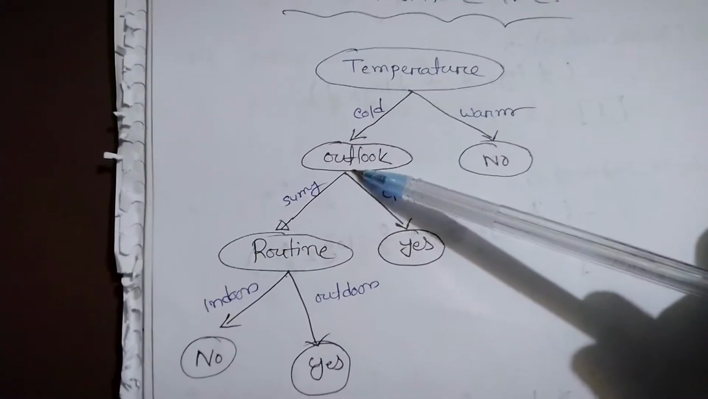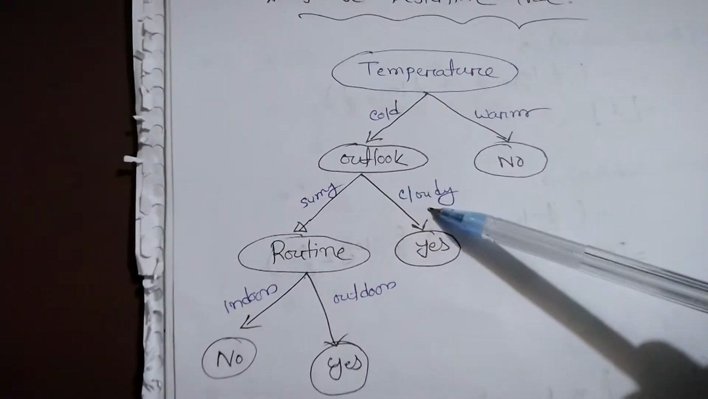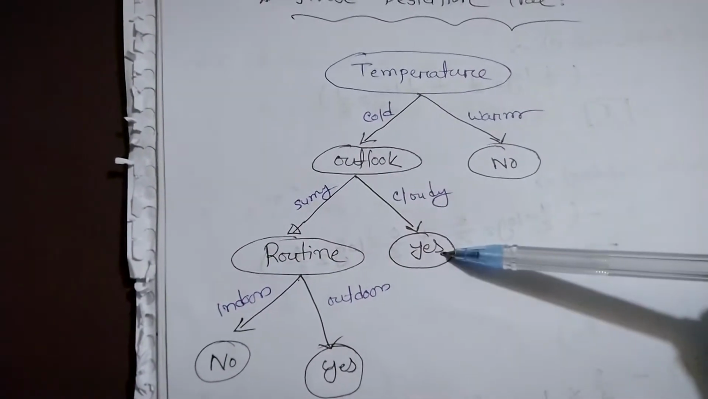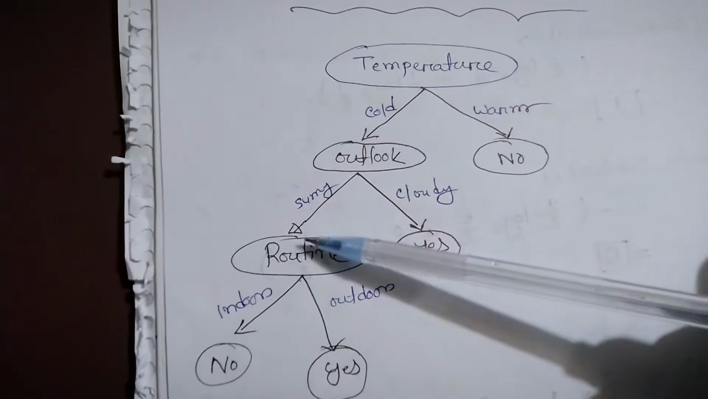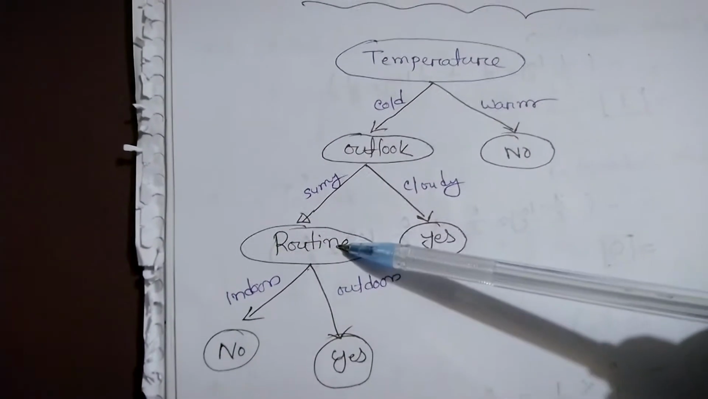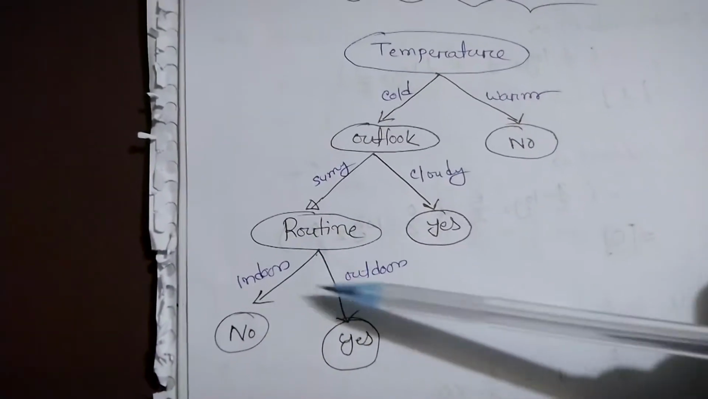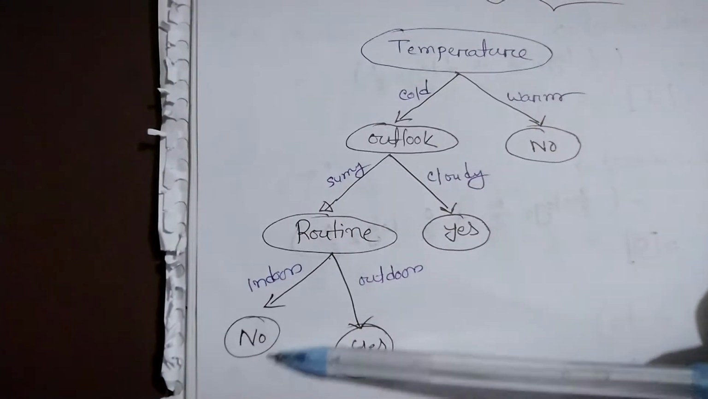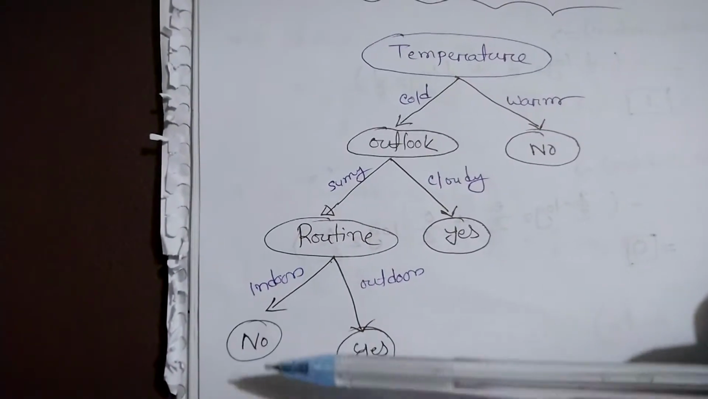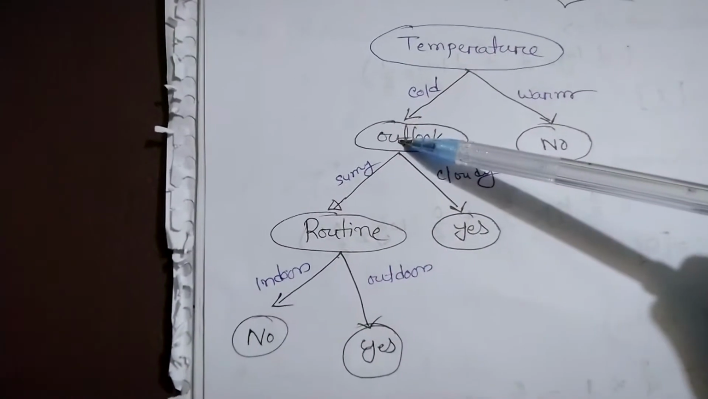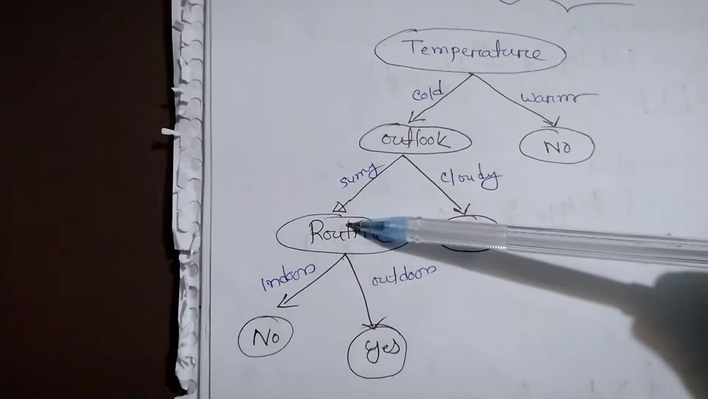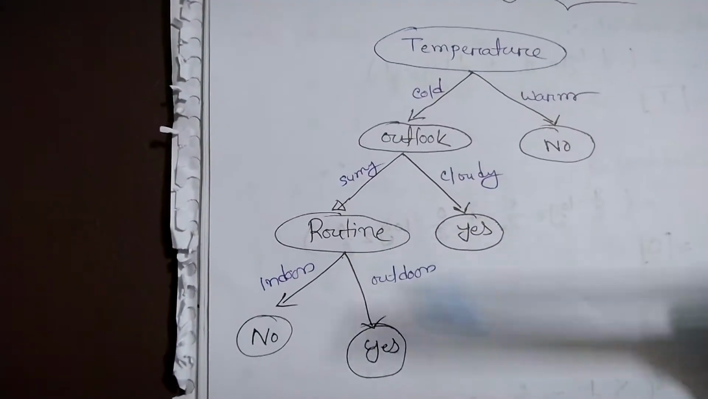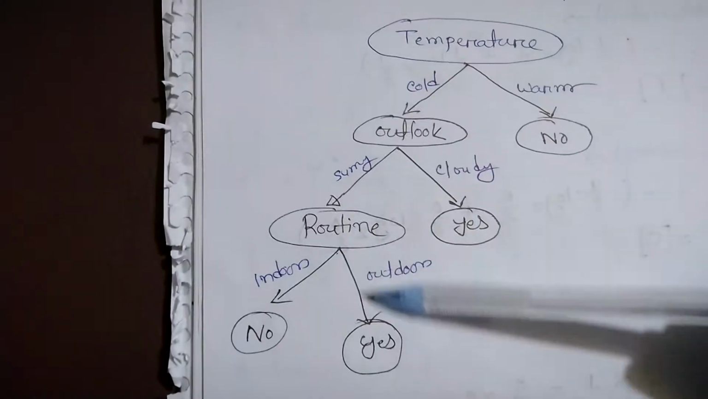But you need to see another condition, your outlook. Outlook can be cloudy or sunny. When it is cloudy, you are going to wear the coat for sure. But when it is sunny, you still need to check based on routine. Is it indoor or outdoor? Indoors you have AC, so in an indoor condition you don't need to wear the coat, because there would be air cooling in case of sunny weather. But when the weather is sunny and you are outdoors, then you might have to wear it. So in this way we structure our tree.